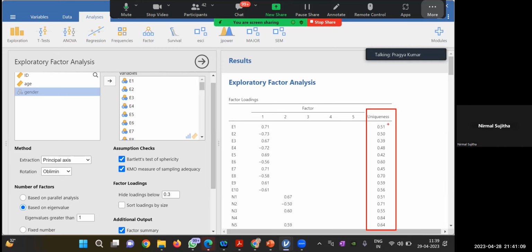0.49. Ma'am, 0.49. Okay, agree. And how have you decided that? 0.49, what is it? Ma'am, 1 minus 0.51. Yes, very good. 1 minus 0.51, good. So that is uniqueness, and so what is communality?